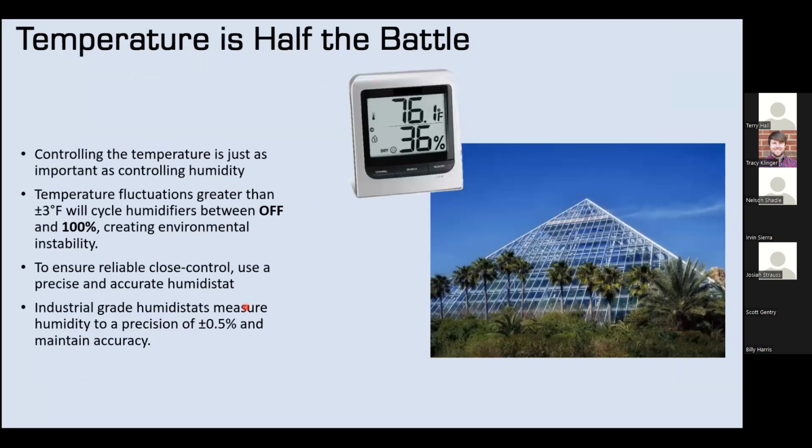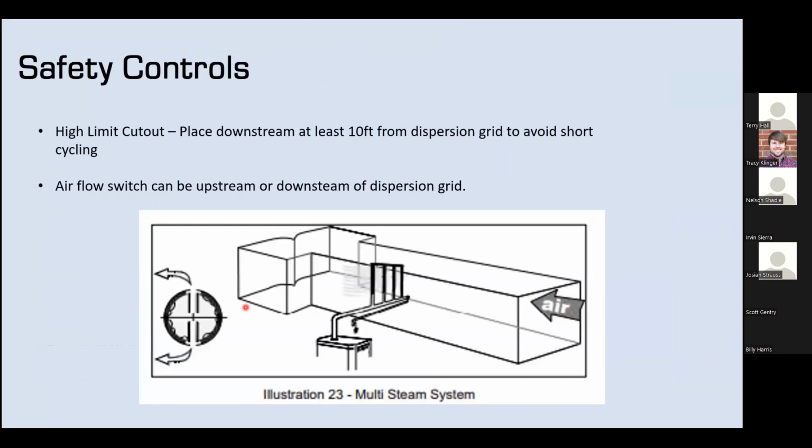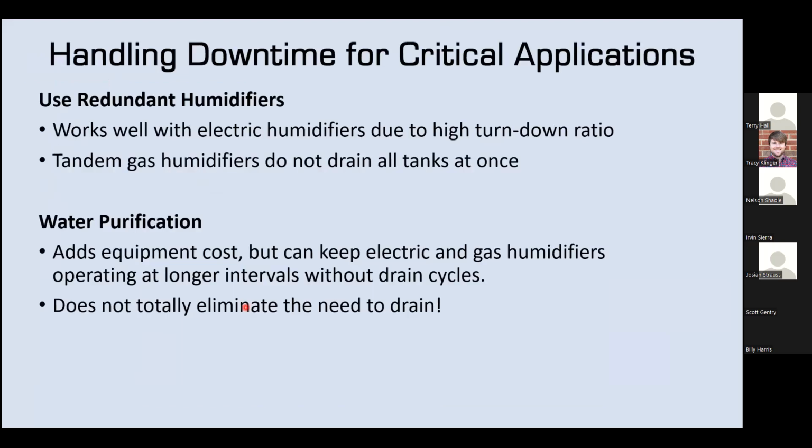Temperature control is really important. If you have a 3-degree temperature change, it's going to be huge. You're going to go between 100% or off on your humidifier potentially, just because the measurements are tied together. So it's always important to control temperature as well. Kind of went over this.